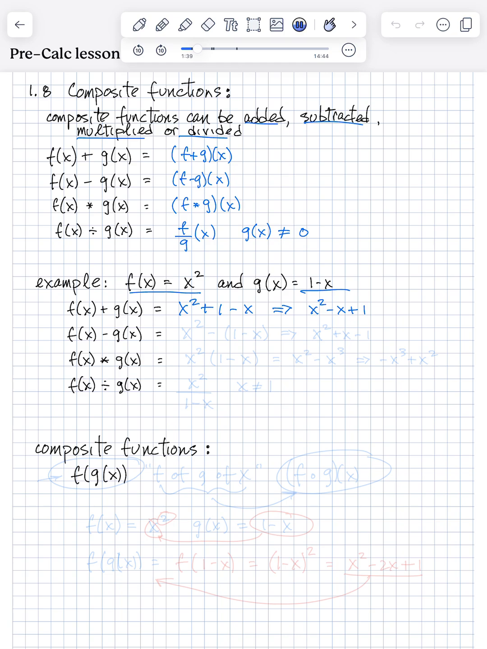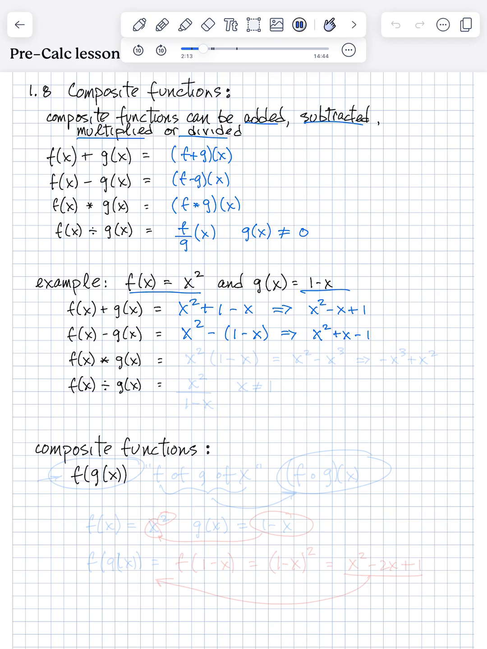Okay, so let's subtract them. F of x minus g of x. So we have x squared minus, and whenever you're doing subtraction, you want to make sure you distribute your negative sign, and the best way to remember to do that is put things in parentheses. So that gives you x squared plus x minus 1.